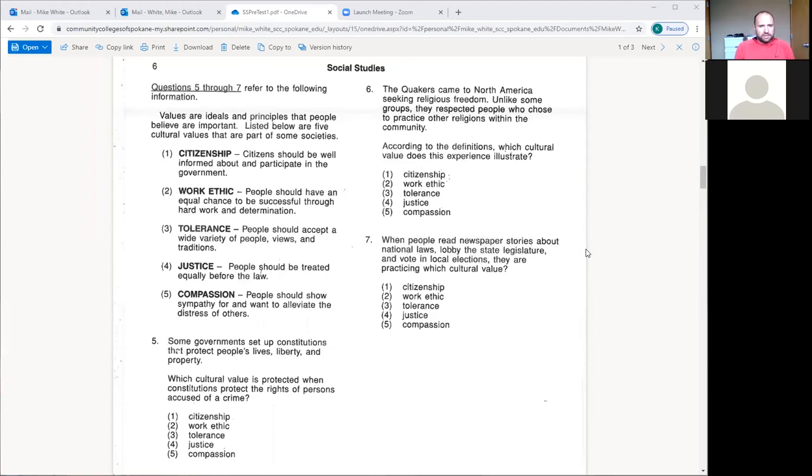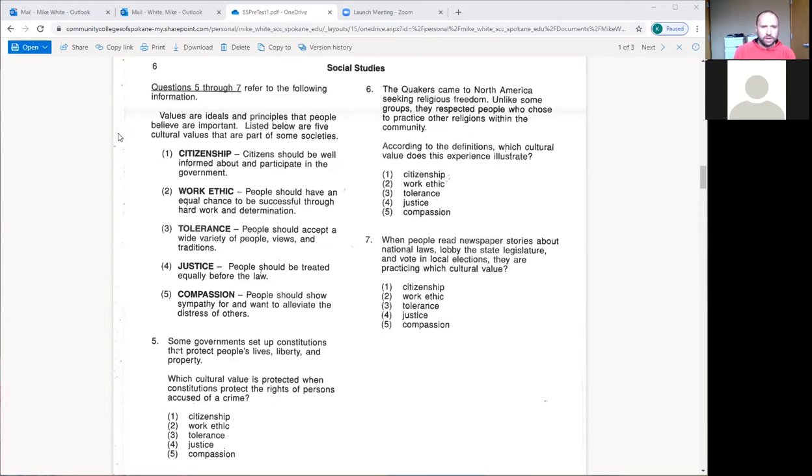All three of these questions deal with the values that are listed here. So these 5 values, right? I'll go through the 5 of those, and then all 3 of these questions basically ask the same thing: which value is the question asking us about or dealing with?